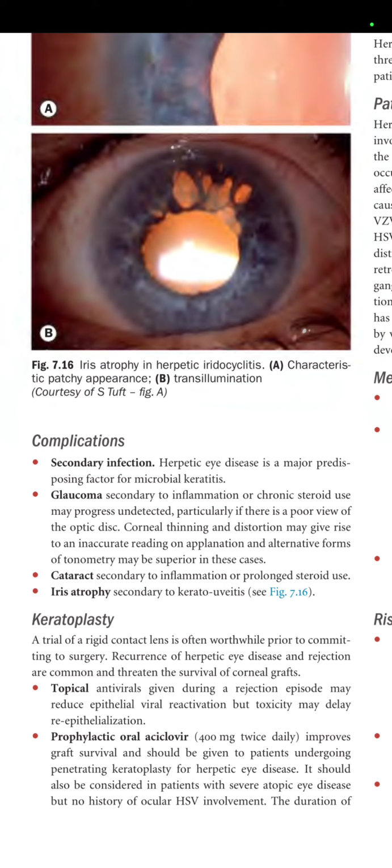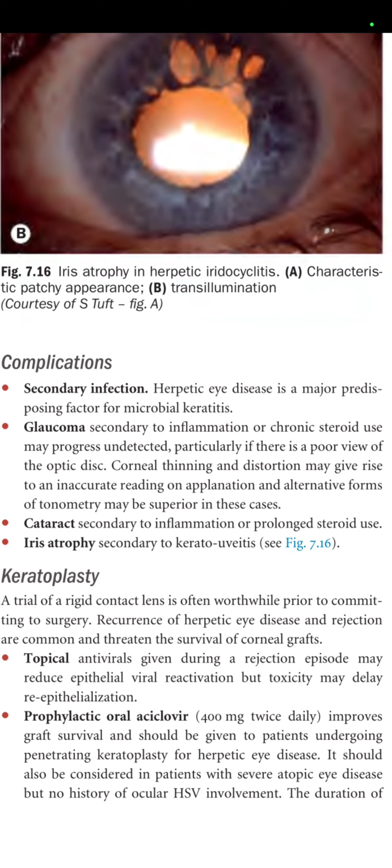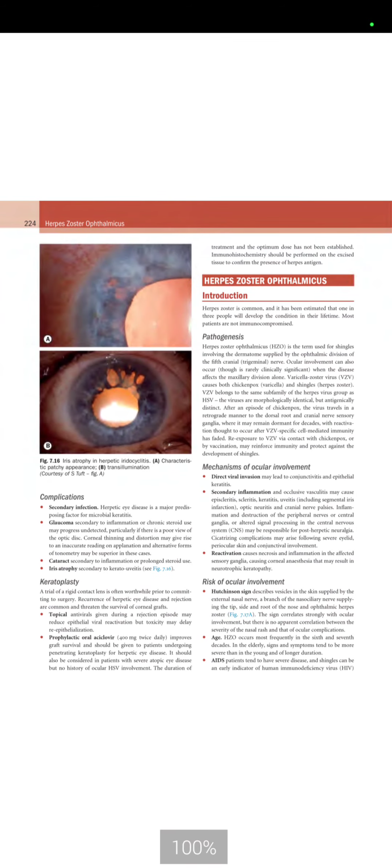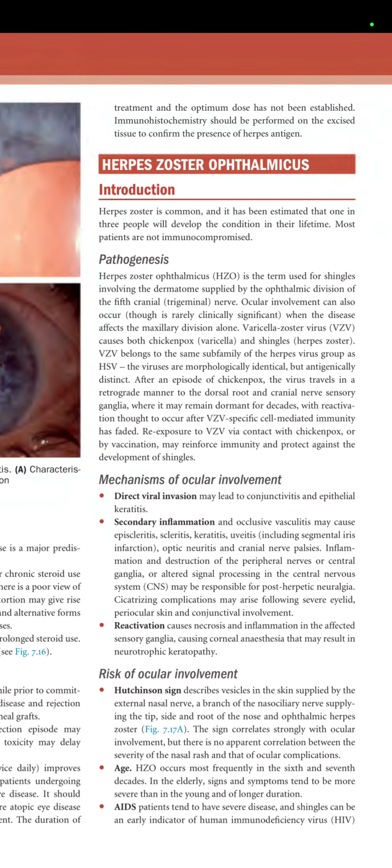Even if we have done the keratoplasty, how should we avoid rejection? Topical antivirals given during a rejection episode may reduce epithelial viral reactivation, but toxicity may delay reepithelialization. Prophylactic oral acyclovir 400 mg twice daily improves graft survival and should be given to patients undergoing penetrating keratoplasty for herpetic eye disease. It should also be considered in patients with severe atopic eye disease but no history of ocular HSV involvement. The duration of treatment and optimum dose has not yet been established.